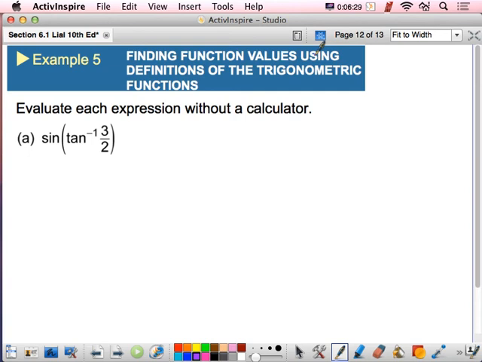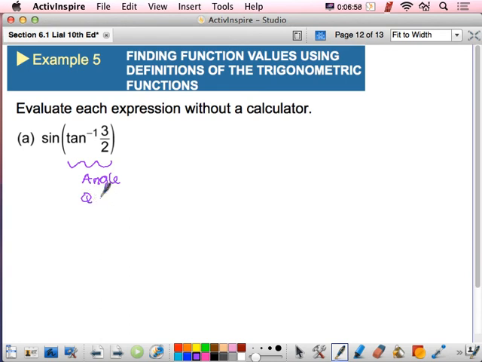First off, remember that when we work a composite function, we work from the inside out, right? So let's look at the inside of that parenthesis. The inside of that is asking me to find the angle whose tangent is positive 3/2. So the inside is asking me for an angle. An angle from what quadrant?